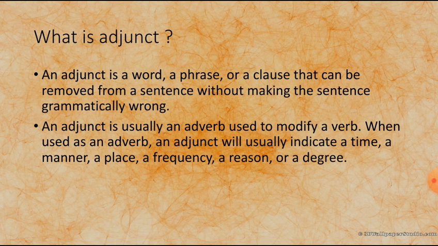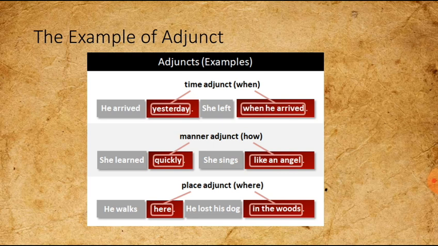So an adjunct is usually an adverb used to modify a verb, and when it is used as an adverb, it will usually indicate a time, a manner, a place, a frequency, a reason, or a degree. Next slide. This is the example of adjuncts. As you can see, there are some examples of adjuncts.